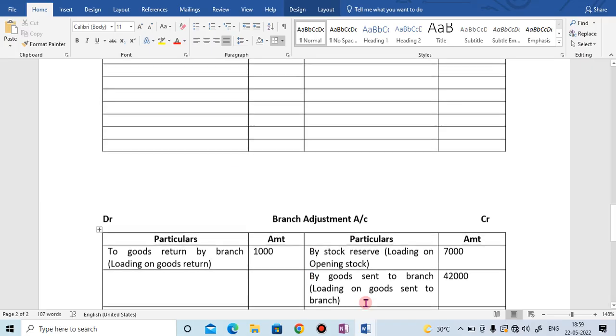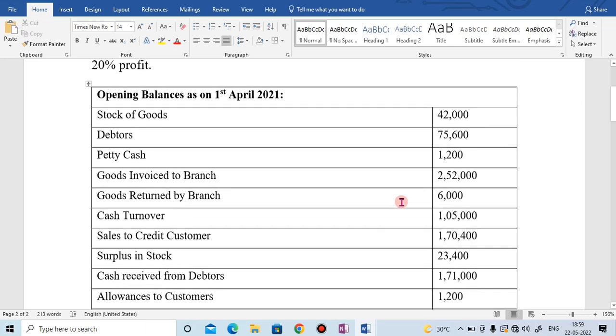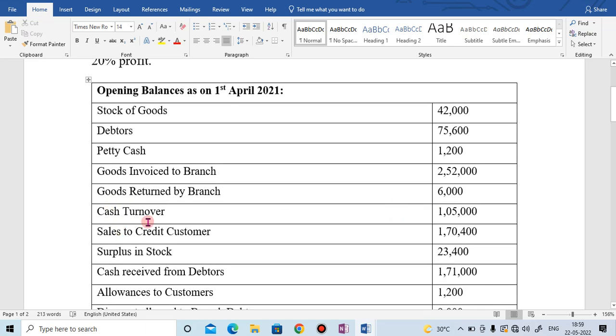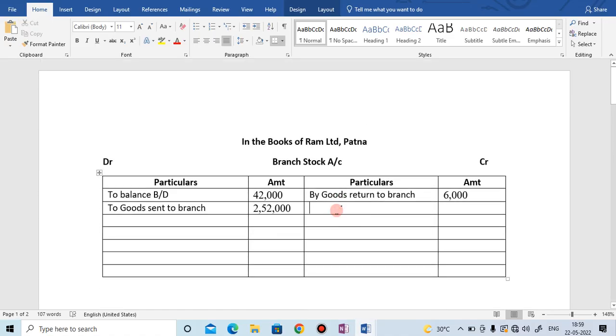Okay, now next entry is cash turnover. Cash turnover is how much? 1,05,000. So cash turnover will come in branch stock account. In branch stock account, by cash 1,05,000. Reason is cash turnover.